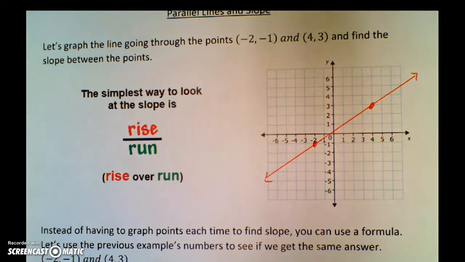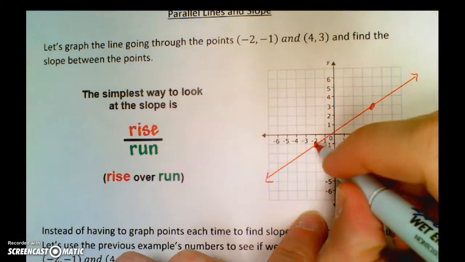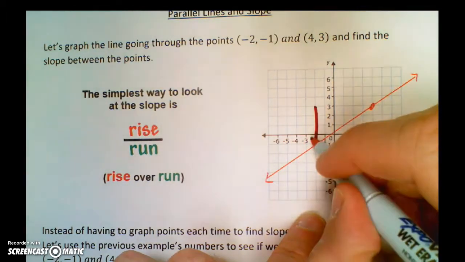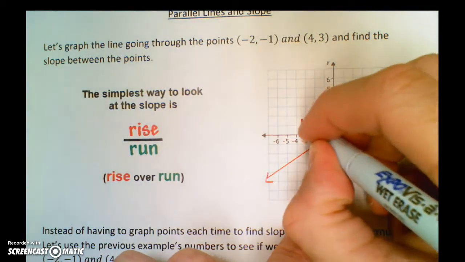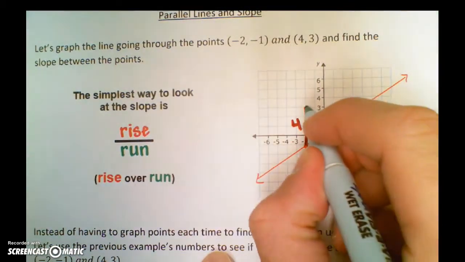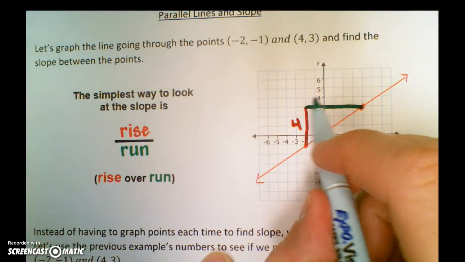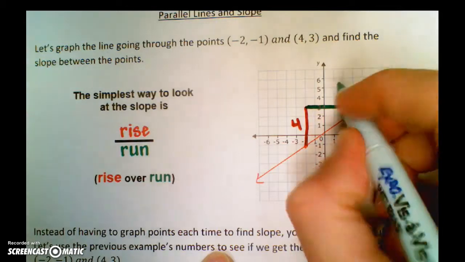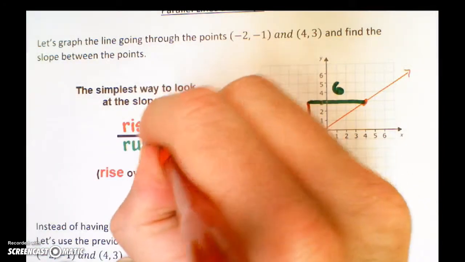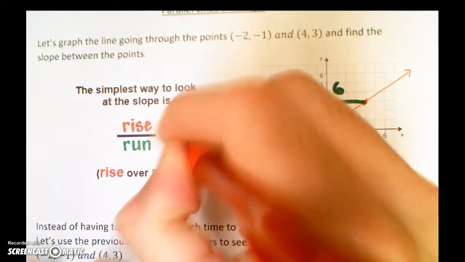So to calculate the slope, we make a slope triangle. So I'm going to try to match the colors here. To get from this point to that point, I have to go up. And let's see, I go up 1, 2, 3, 4 spaces. Then, to get over, I have to go over 1, 2, 3, 4, 5, 6 spaces. 4 over 6. So in this case, the rise over run is 4 over 6.